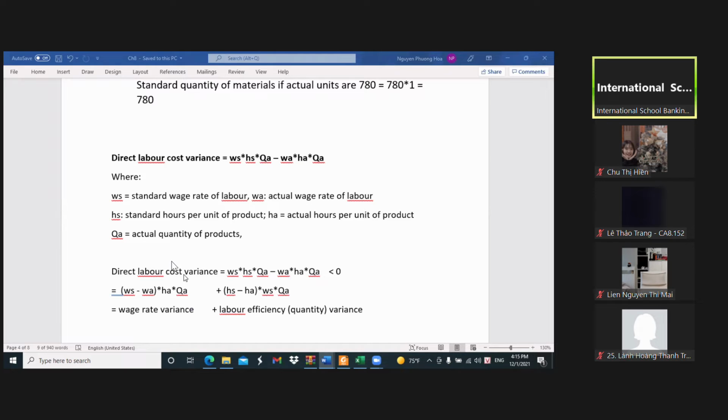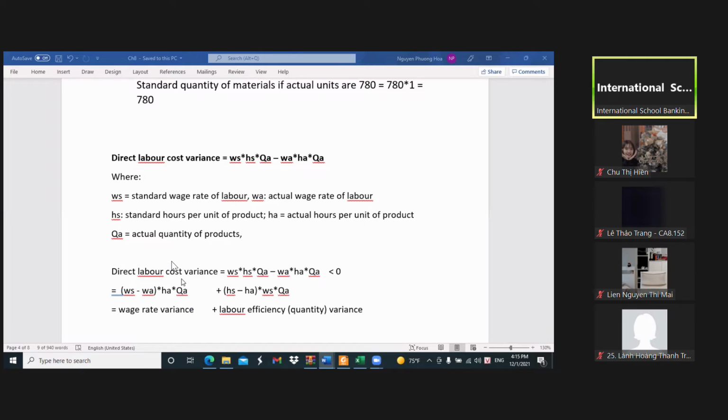If the variance indicates good performance, then the variance is favorable. But in case the variance indicates bad performance, then the variance is unfavorable. Now, because the labor cost variance is negative, that means unfavorable variance. The performance is bad, so we investigate why. Is this due to the wage rate variance or is this due to the labor efficiency variance?